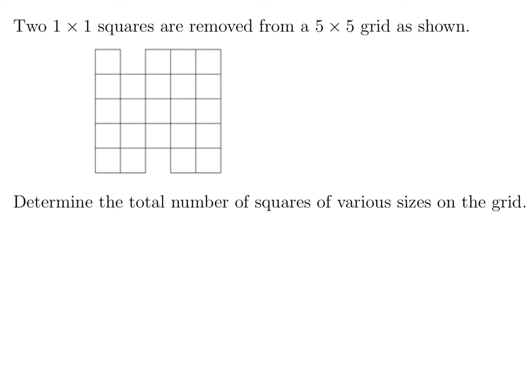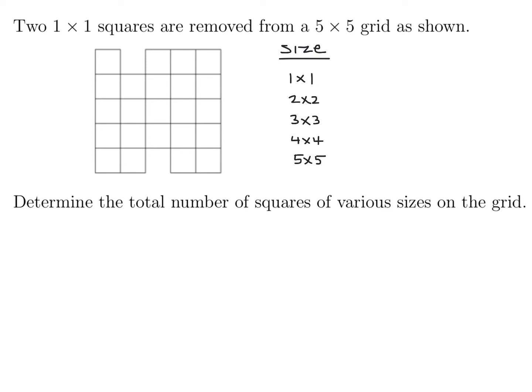Two 1 by 1 squares are removed from a 5 by 5 grid as shown. Determine the total number of squares of various sizes on the grid. Okay, so first let's calculate what kind of sizes we would get. And I think 1 by 1, 2 by 2, 3 by 3, 4 by 4, and of course the largest 5 by 5, because the entire grid is 5 by 5.